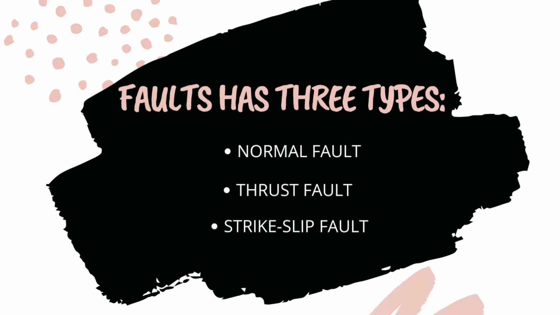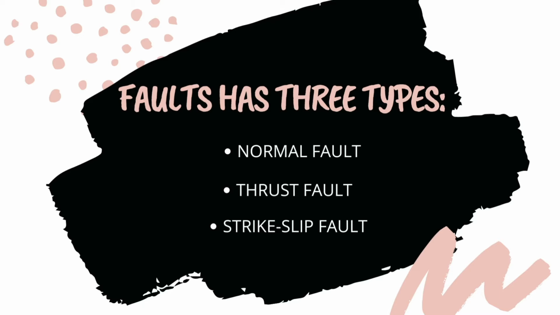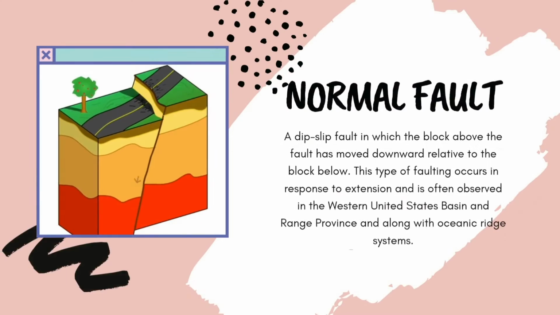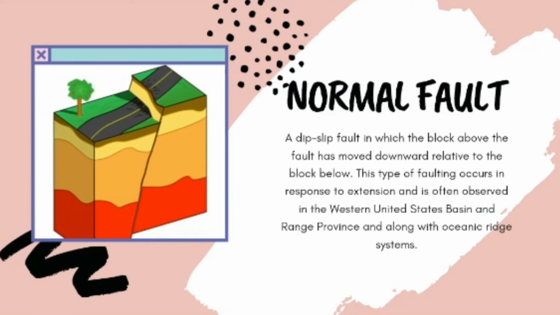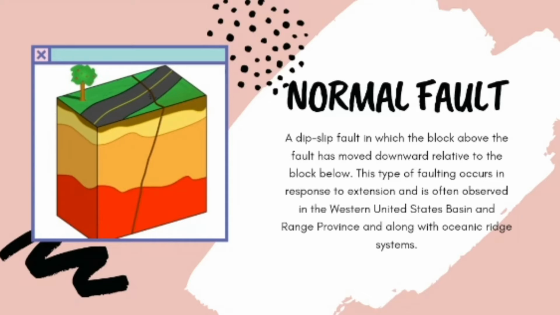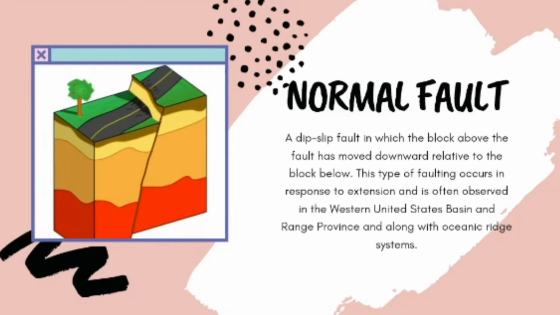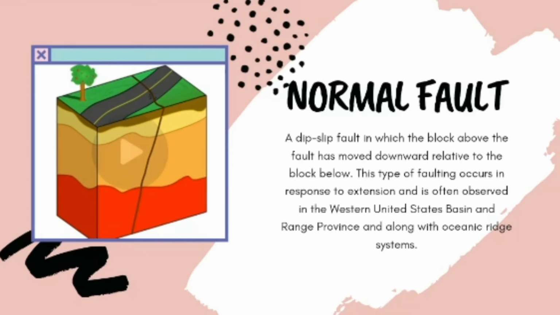Faults have three types, and these are normal fault, thrust fault, and strike slip fault. Let's move to normal fault. A normal fault is a dip slip fault in which the block above the fault has moved downward relative to the block below. This type of faulting occurs in response to extension and is often observed in the western United States Basin and Range Province and along oceanic ridge systems. Looking at the video beside, you can see how a normal fault usually moves.